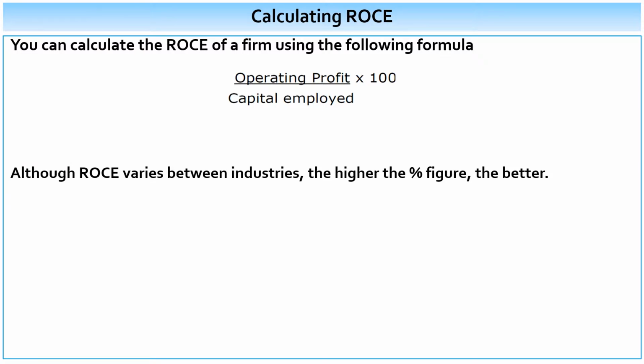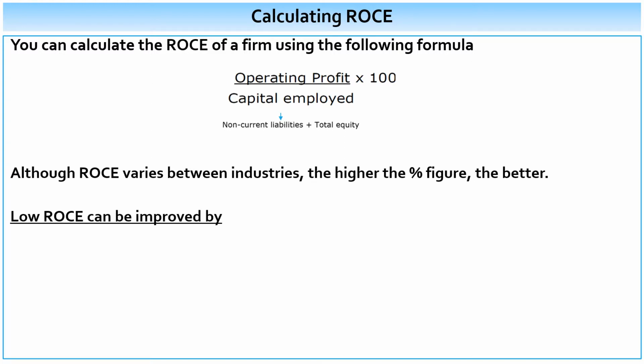So we calculate the return on capital employed by using the following formula. We take the operating profit, the profit from the business itself, from the business activities, divide by the capital employed, and then we times by 100. A reminder that the capital employed is the non-current liabilities plus the total equity. So we need to look at both the statement of financial position and the statement of comprehensive income to perform this ratio. Although the return can vary between industries, and we should always be looking at making comparisons between firms within the same industry, the higher the percentage figure, generally speaking, the better.